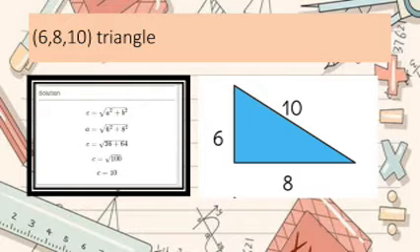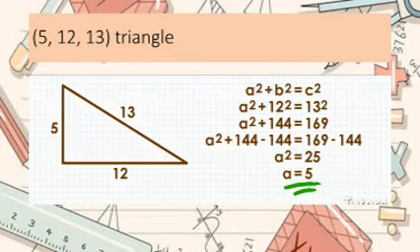Another example is the 6, 8, and 10 triangle. For this example, we're going to use another formula, which is c equals the square root of a squared plus b squared. So c equals the square root of 6 squared plus 8 squared, then c equals the square root of 36 plus 64, which is c equals the square root of 100. The square root of 100 is 10. Another example is the 5, 12, and 13 triangle. In checking this Pythagorean triple, the same formula is used, which is a squared plus b squared equals c squared, when it is equal.